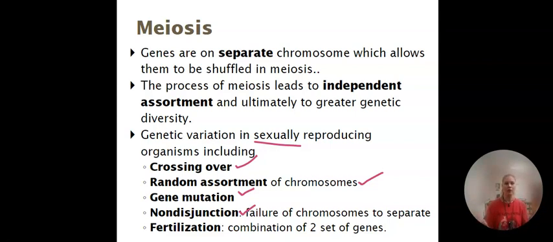Non-disjunction can result in a lot of genetic disorders, such as Down syndrome, where you have 3 copies of chromosome 21. You're only supposed to have 2, but because of non-disjunction, you end up with 3. And then also fertilization can create genetic variation, because again, you don't know which egg and which sperm are going to fertilize. So it's completely random. So there are a lot of sources of genetic variation when it comes to organisms that reproduce sexually.